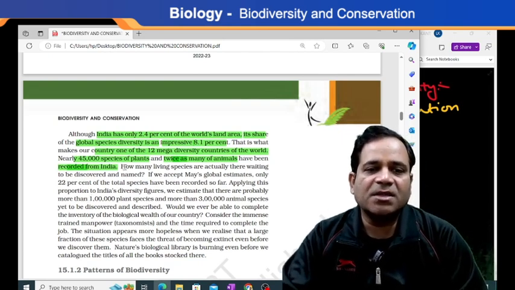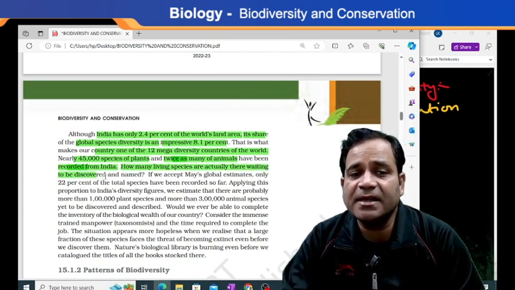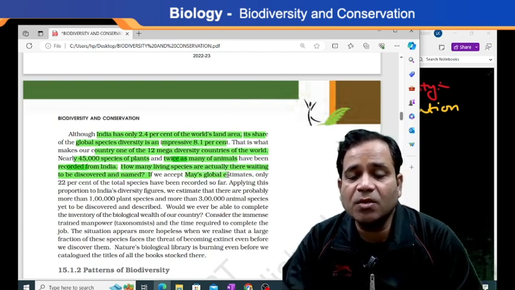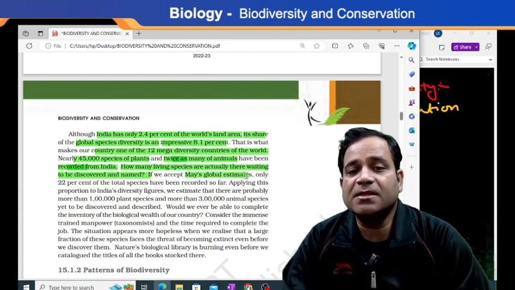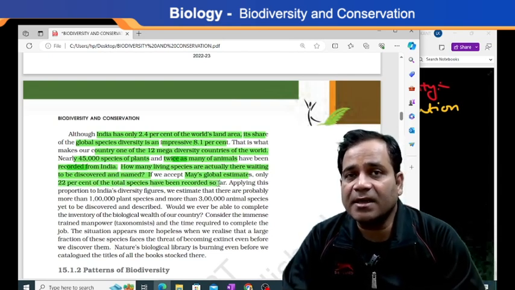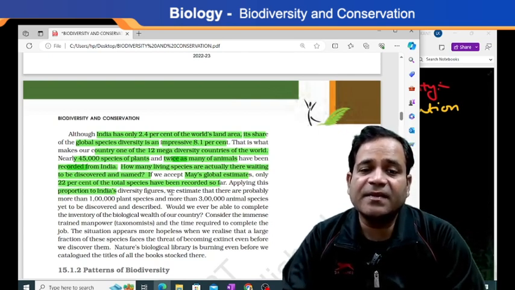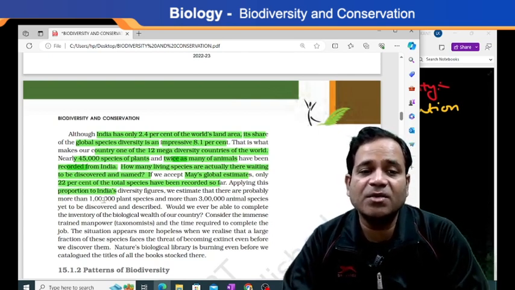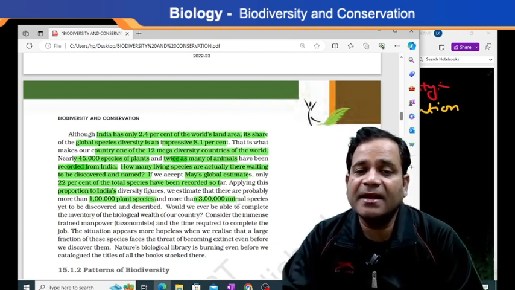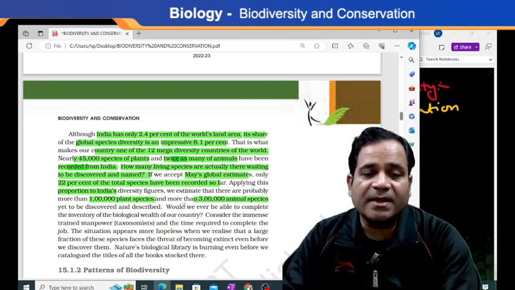Now, the important question here: how many living species are actually there waiting to be discovered? If we accept May's global estimate, only 22% of the total species have been recorded. Applying this proportion to India, the estimate is probably 1 lakh plant species and more than 3 lakh animal species, my dear.